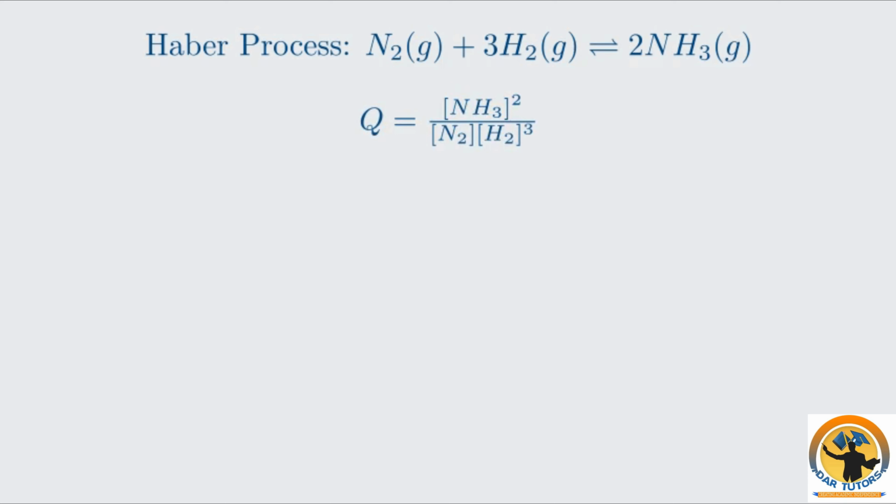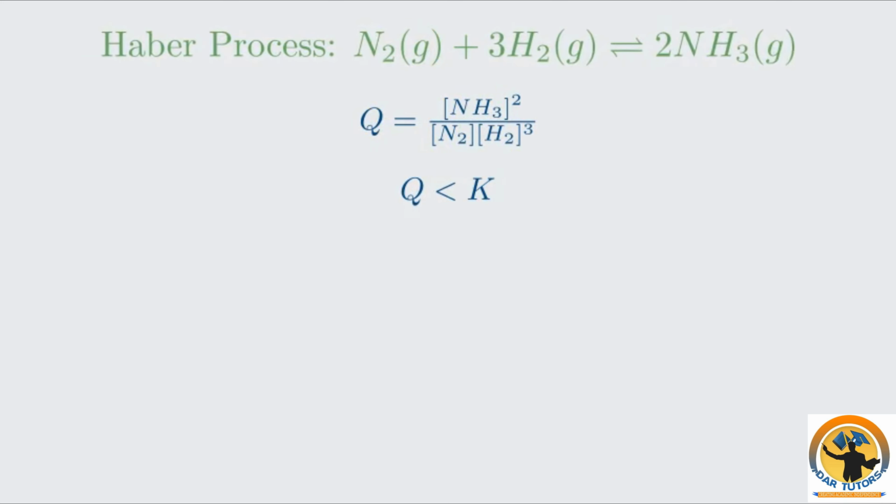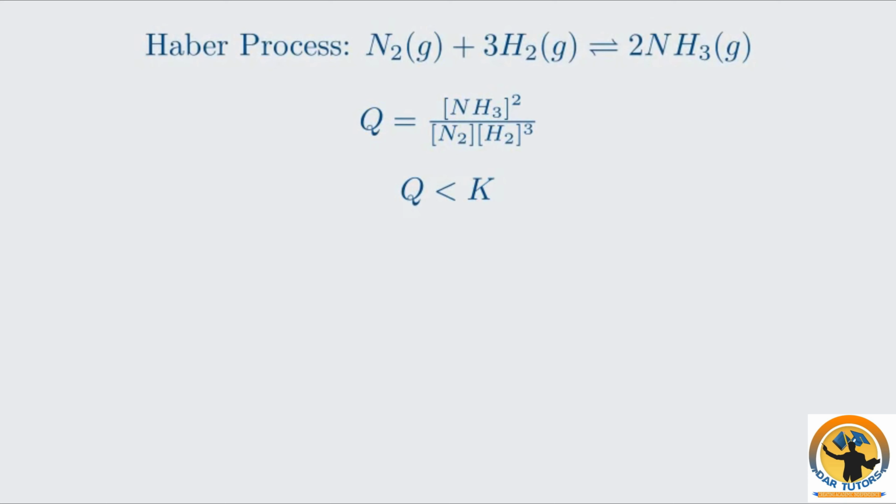When we add more hydrogen gas, the value of the denominator in the Q expression increases. This causes the overall value of Q to decrease. It is now less than K. Since Q is now less than K, we know the system will shift to the right, towards the products, to re-establish equilibrium. This means it will produce more ammonia.